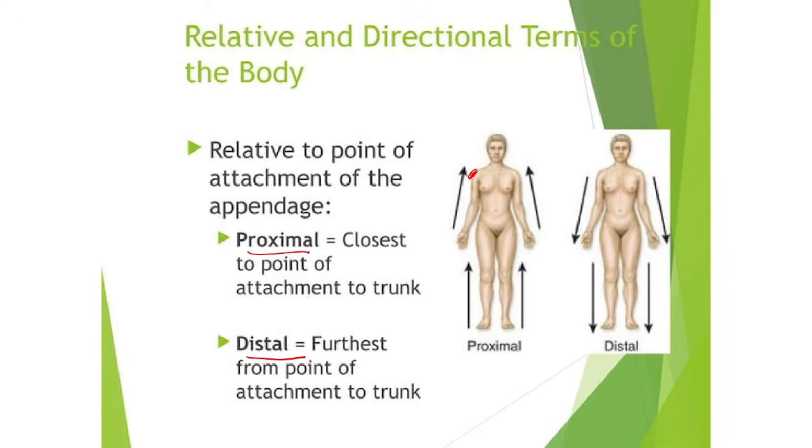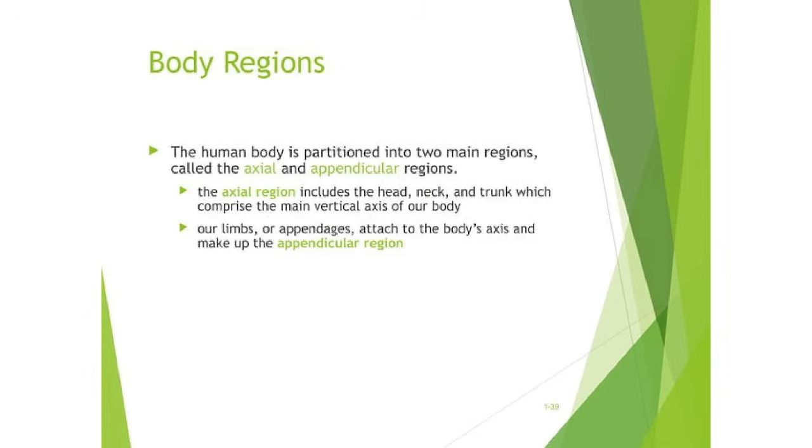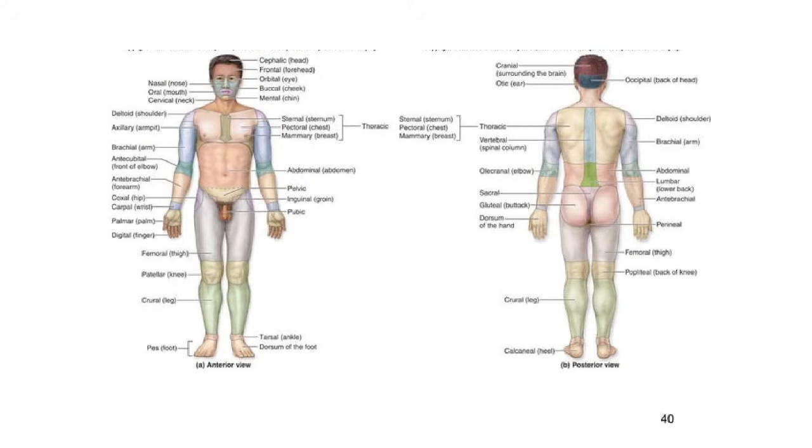Proximal means upper portion, distal means lower portion. Understood? Proximal means upper region and distal means lower region. Proximal end of this bone means upper end of the bone. Distal end of the bone means lower end of the bone. Understood? Okay, appendicular, axial and all we will study later.